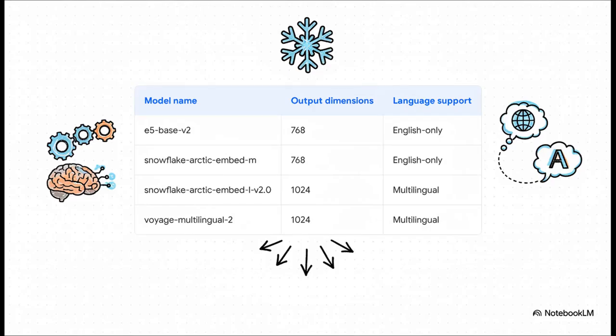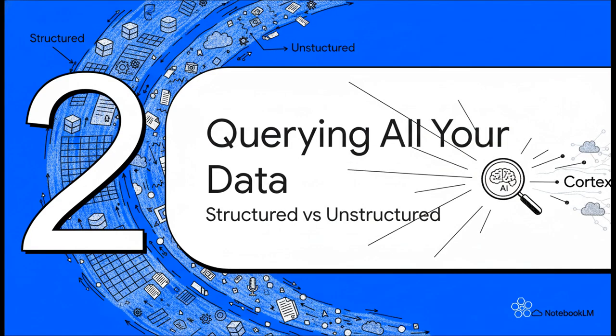And look, you've got options here. This isn't a one-size-fits-all kind of deal. Snowflake gives you a bunch of different embedding models, each one tailored for a specific job. So, whether you're just dealing with English text or you need something that can handle multiple languages for your global data, there's a model ready to go. All right, so we've got our basic building blocks.